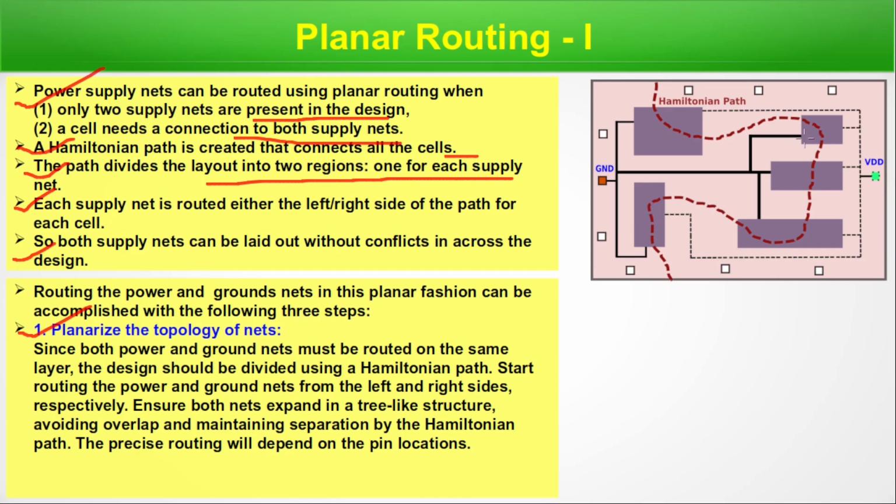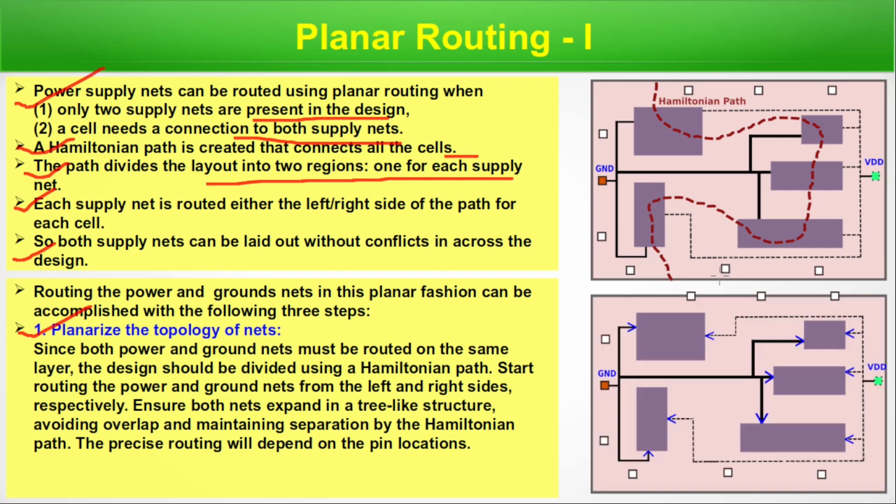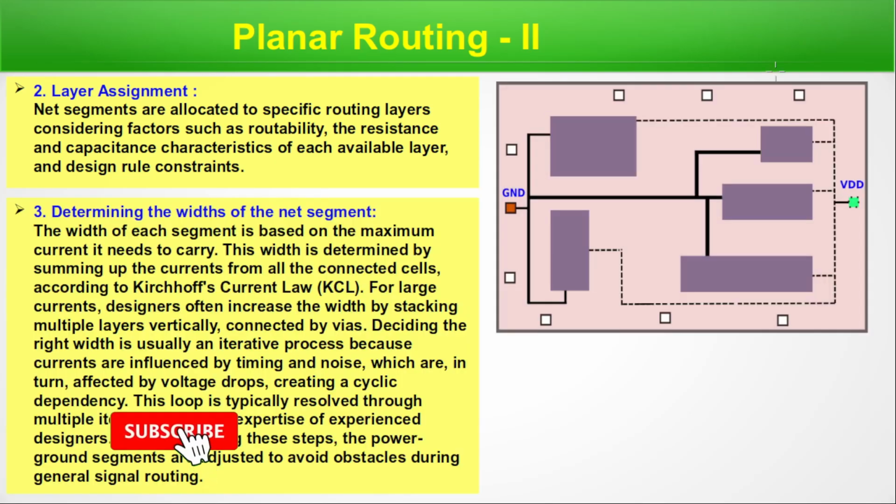This way, the Hamiltonian path is dividing the whole design into 2 sides. One VDD, the other ground. They are connected to each block, although in between the Hamiltonian path is going. So this way connection is going on each side. We are done with this slide. We will move to the next slide. Now, layer assignment.